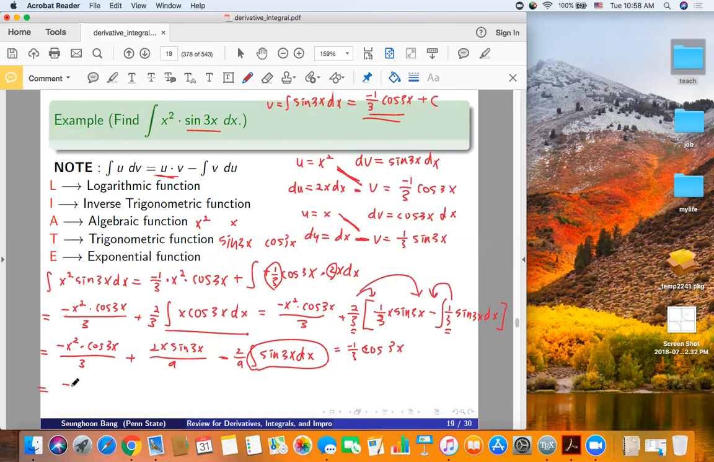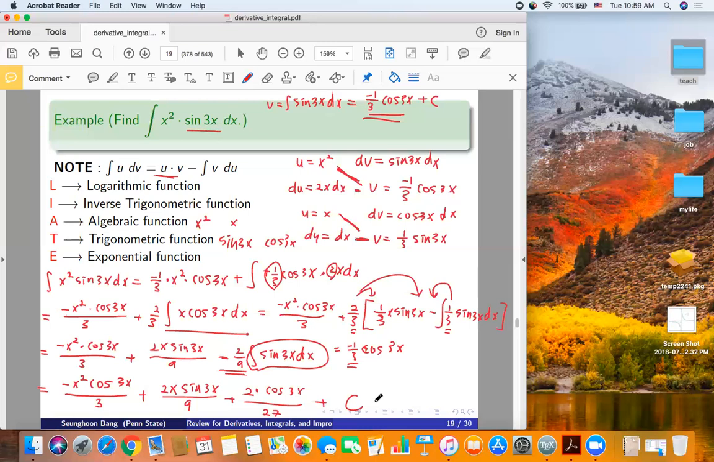The final answer is negative x squared times cosine 3x over 3 plus 2x sine 3x over 9. The negative 2 over 9 times minus 1/3 is positive 2 over 27. So the answer is 2 over 27 cosine 3x plus c. That's it. This is the final answer.